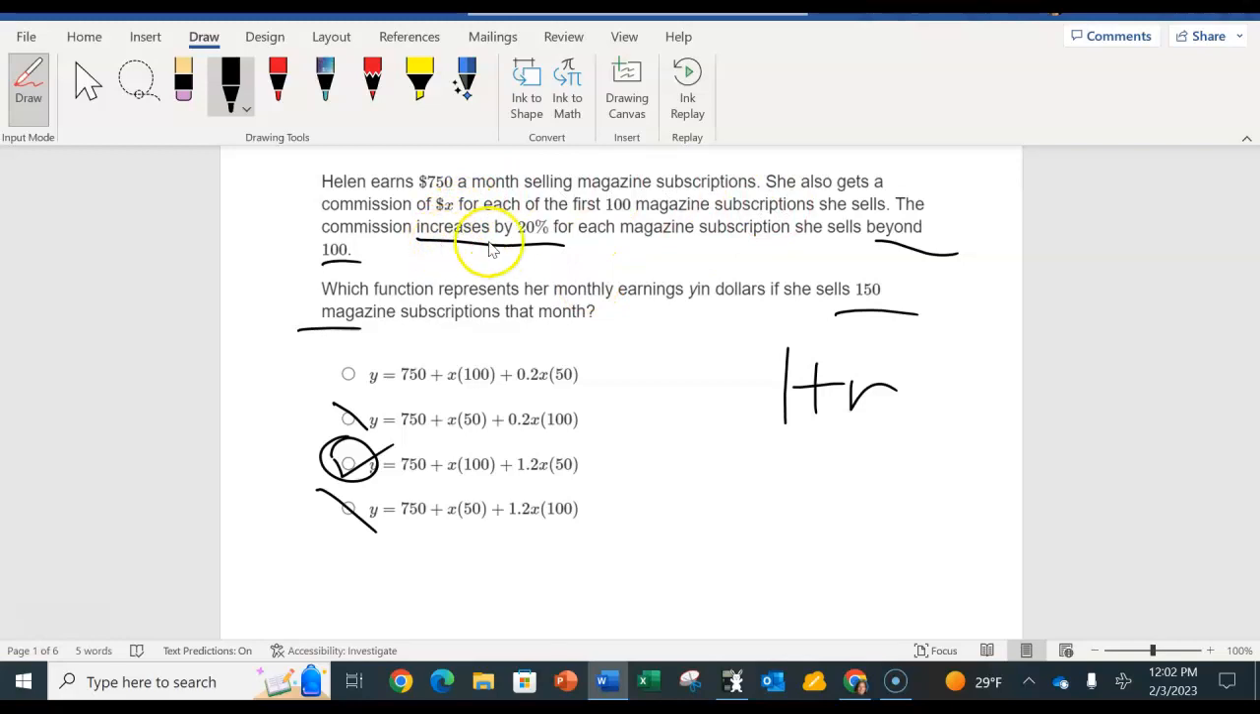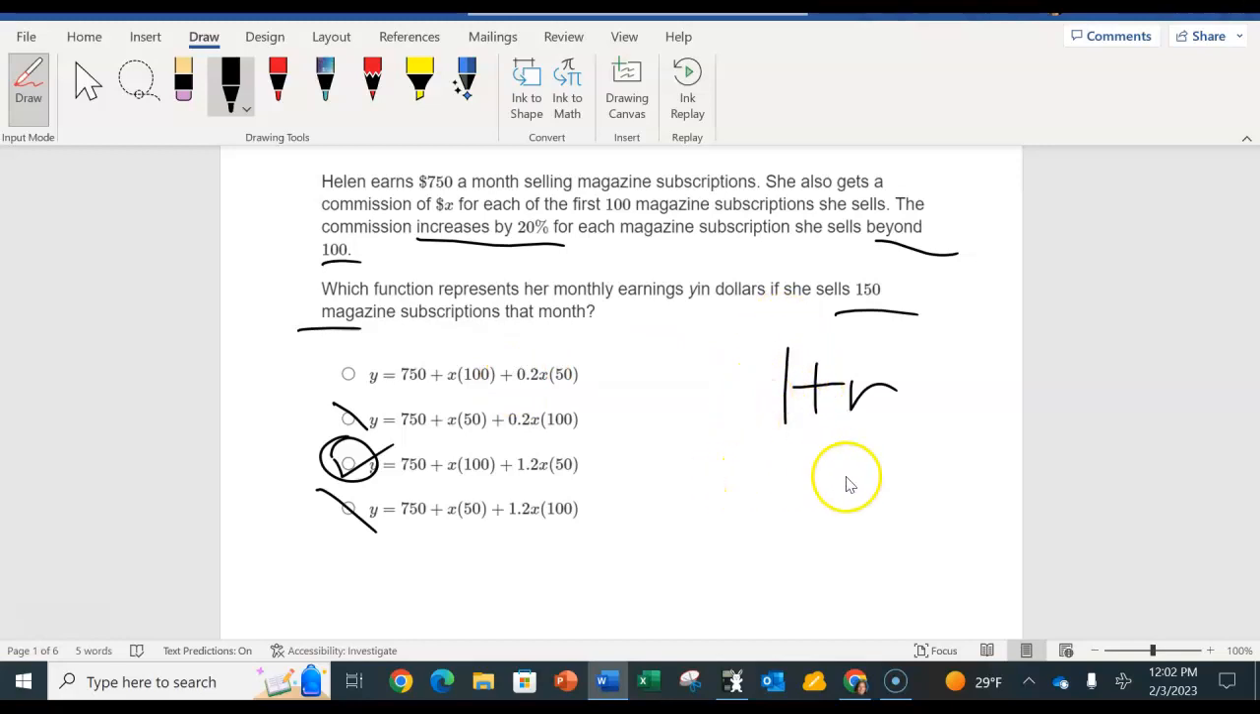And then you just have to remember that this increases. So it's going to go up by 20%. If you choose A, they're going to add 20%, but they didn't keep the 100% that they started with. So 1, again, represents the 100%.